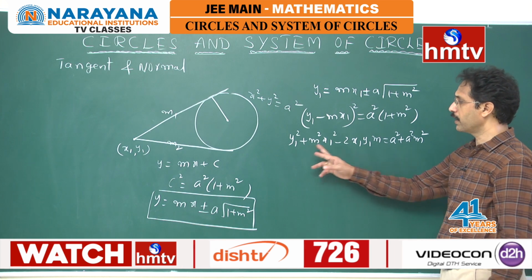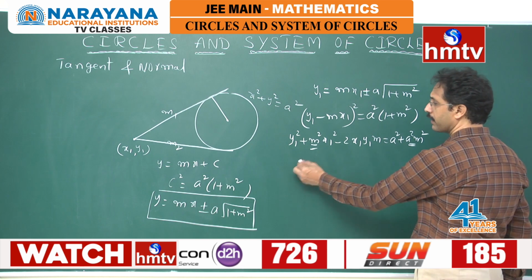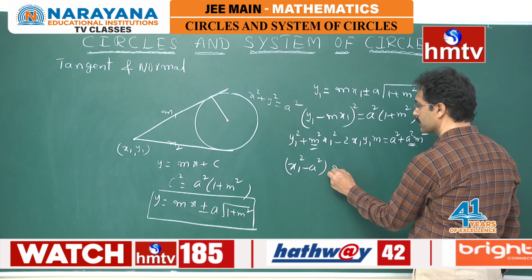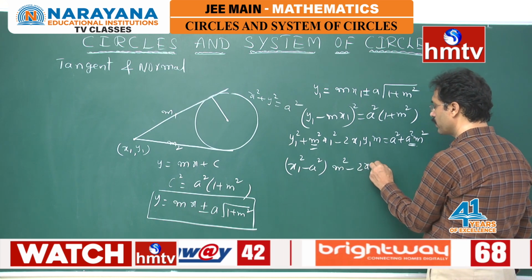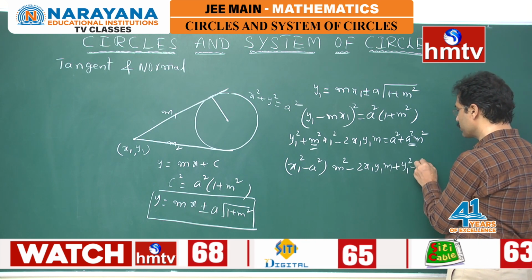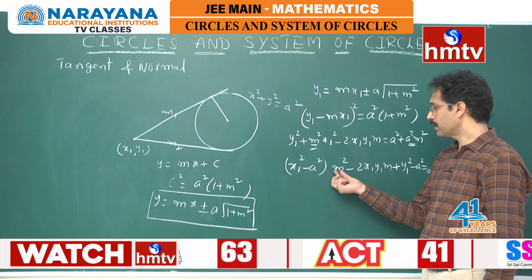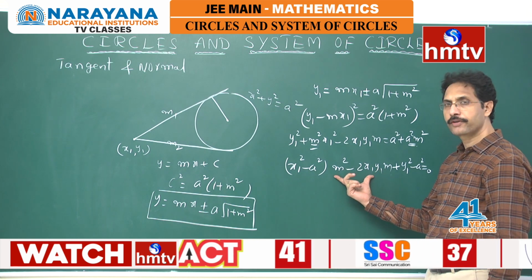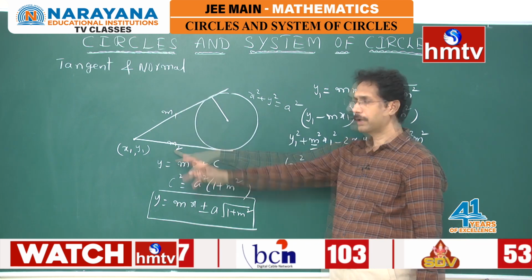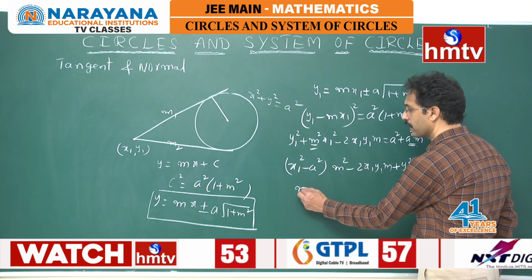Now we can see a quadratic equation in m. Here m square term we have. If I collect all m square terms as one term, x1 square minus a square into m square minus 2 x1 y1 into m plus y1 square minus a square is equal to 0. It is a quadratic in slope m. That means quadratic in m, how many roots does it have? 2 roots. If I assume that m1 and m2 are the slopes, then m1 and m2 will be the roots of this equation. So what is the sum of the slopes?